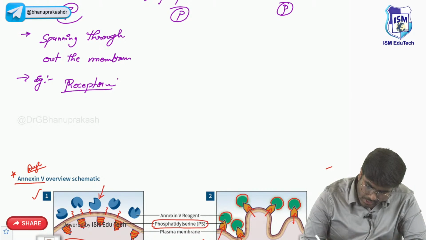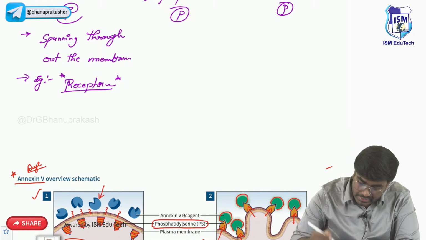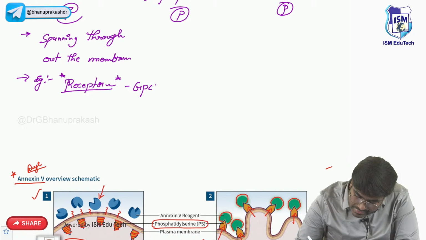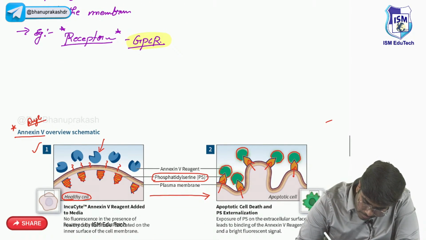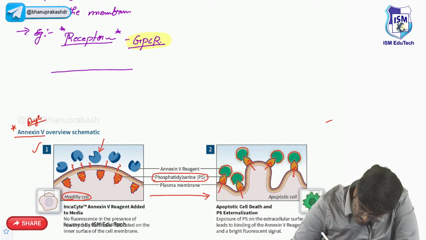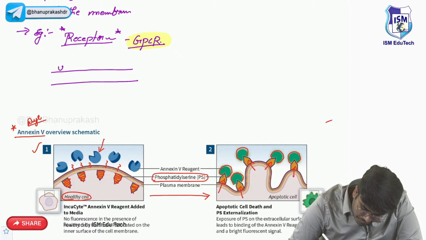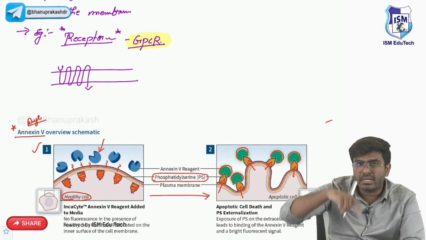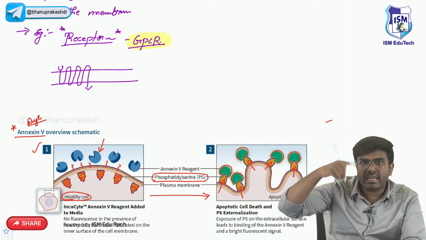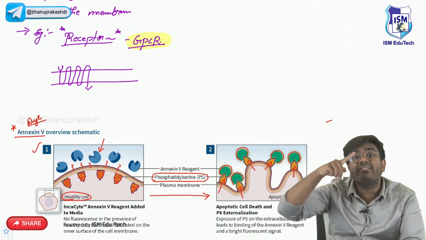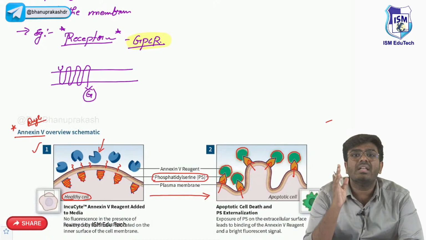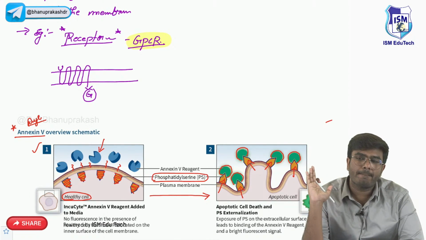The receptors, especially the G protein coupled receptor, GPCR. Tomorrow's class we will discuss this in detail. For your understanding, let me show you here. If this is the cell membrane, the bilipid layer, this is how the G protein coupled receptor is present. See, it has 7 turns. It passes through the membrane 7 times. Inside the cell, it is bound with a protein called a G protein, so it's called a G protein coupled receptor.